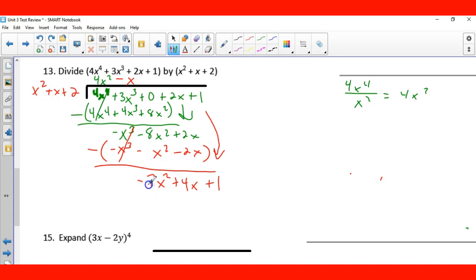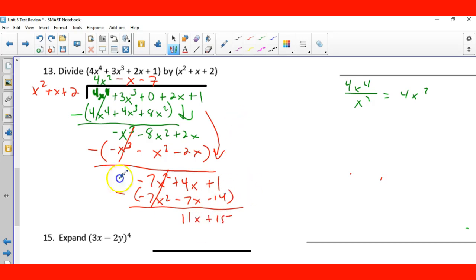Now I want this x squared to be negative 7x squared, so we're going to multiply by negative 7. Negative 7 times x squared is negative 7x squared. And then negative 7 times x is going to be negative 7x. And negative 7 times 2 is going to be a negative 14. Now, distribute your negative. That becomes positive and it cancels out. That becomes positive, and 7x plus 4x is going to be 11x. And that becomes positive, so 1 plus 14 is going to be 15.